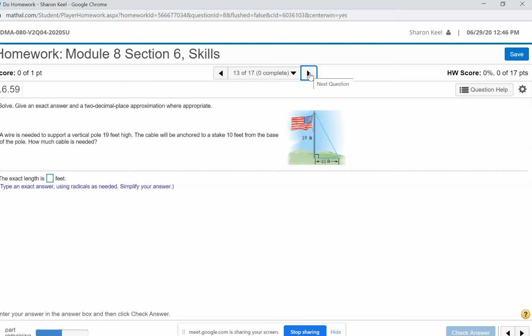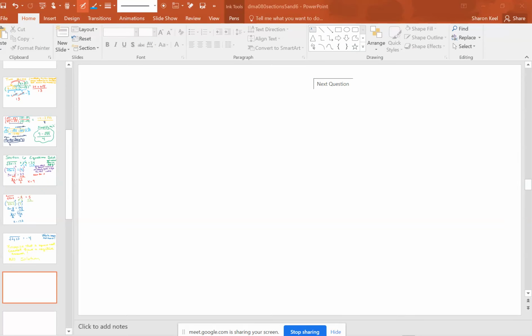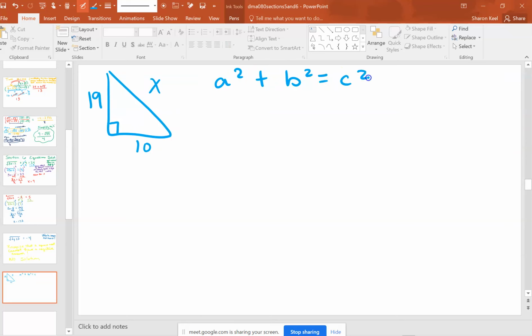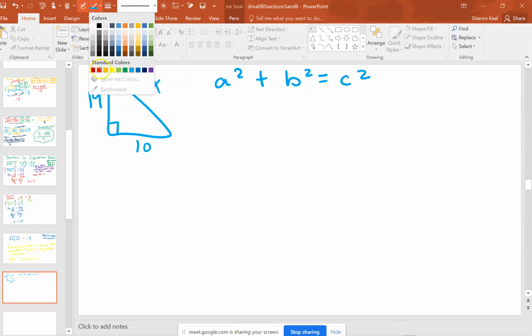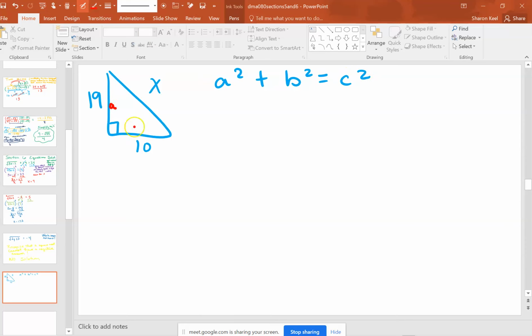This is 19, this is 10, this is the 90-degree angle, and we're solving for the hypotenuse. So this is where we're going to use the Pythagorean theorem, a squared plus b squared equals c squared. As you look at this illustration here, the two sides that form the 90 degrees are your a and b. The diagonal, the c, is your hypotenuse. So we're going to have 19 squared plus 10 squared equals x squared.